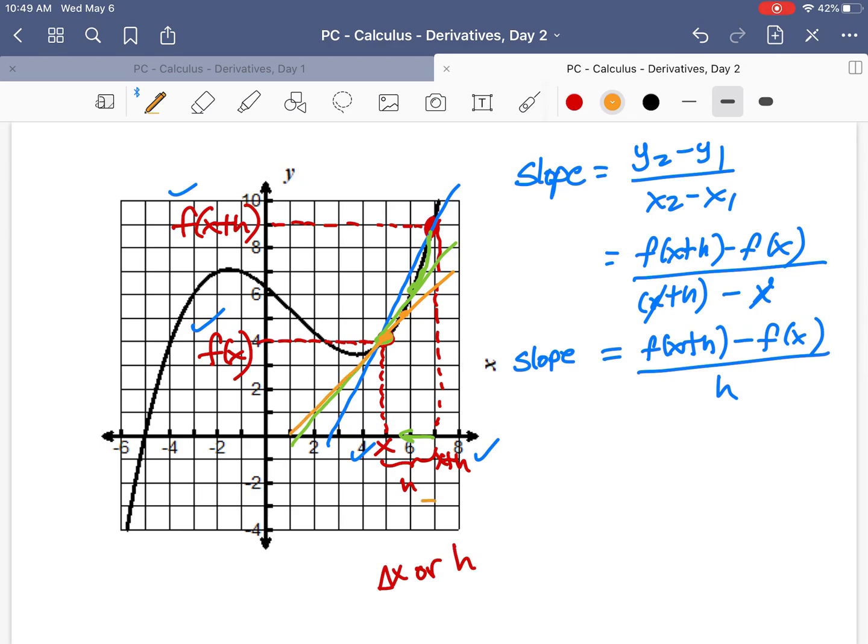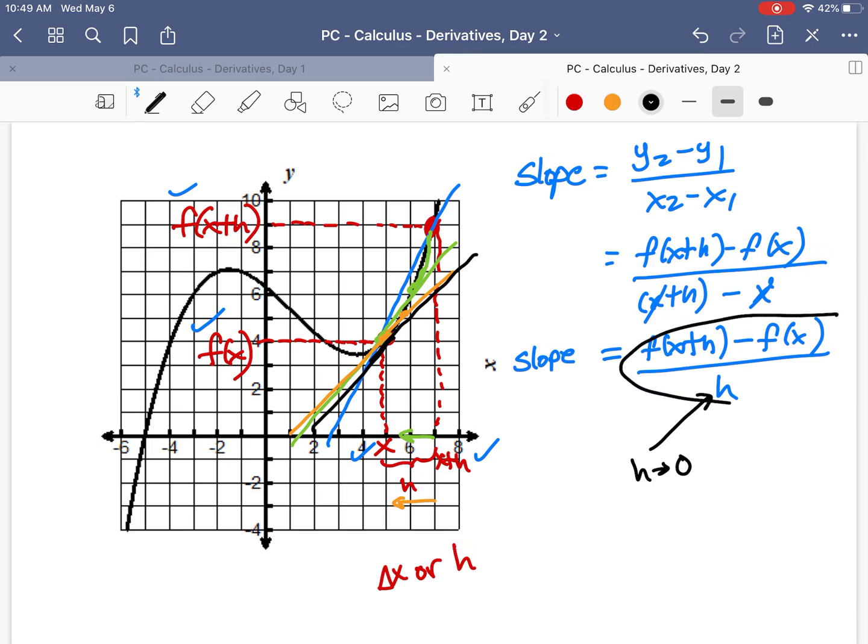As h gets smaller and smaller and smaller, that secant line basically approaches the actual tangent line. The tangent line is what you really want. That tangent line right there. It's not perfect, but that's what you really want. So we're going to say that h goes towards 0, because we want h to get smaller.